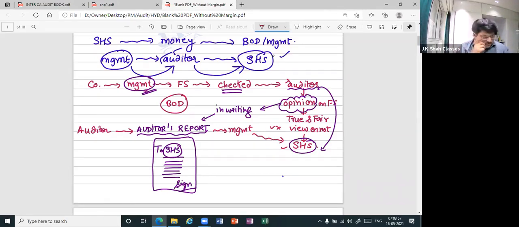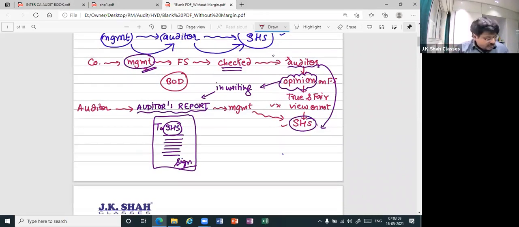Supposing, just for your knowledge and real life also, say I am the auditor, Mr. R, chartered accountant, auditor of X Limited company. If I am the auditor, the company is the auditee. But commonly they are not known as auditee, they are known as client. So if I am the auditor, then X Limited is my client.